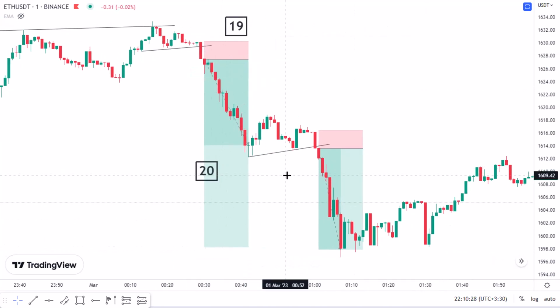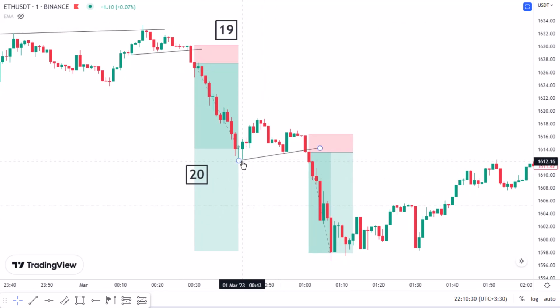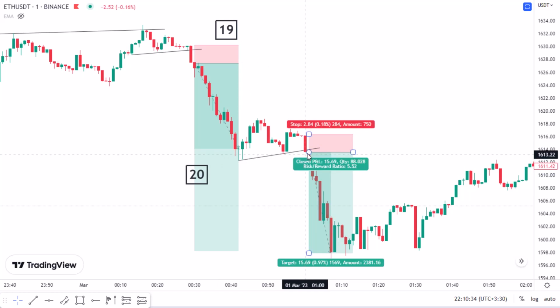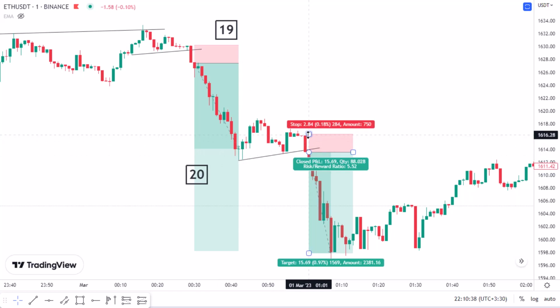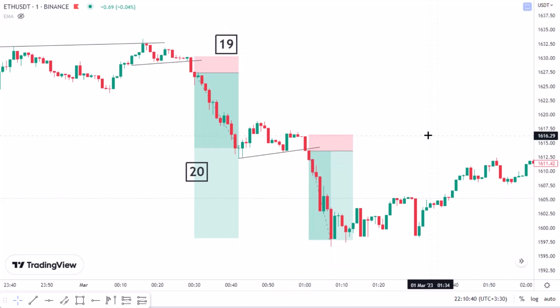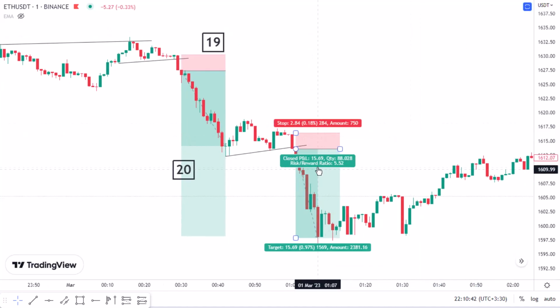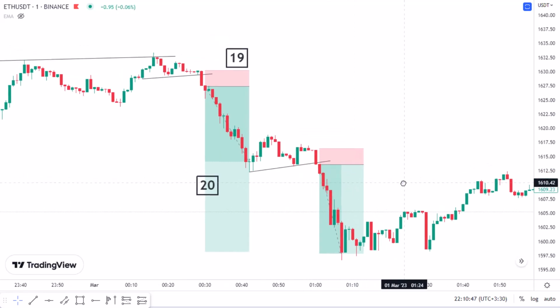On the trade 20, the last position, we have a trend line here with 3 touches or 2 touches. And the third time it breaks it here, we enter the sell position, put our stop loss above the candle, and look for RR2, which it gives us a reward of 5.5.